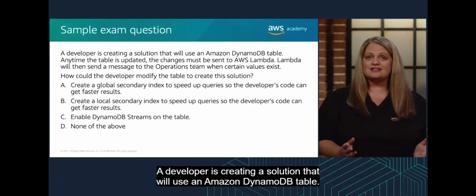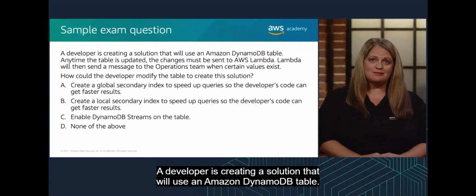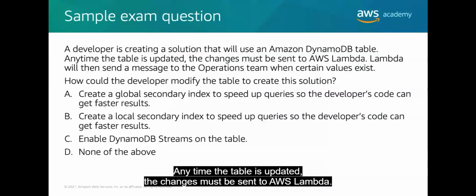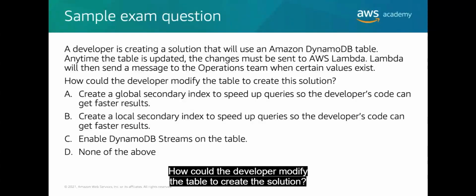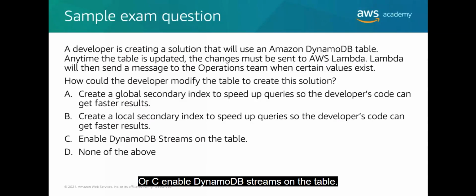A developer is creating a solution that will use an Amazon DynamoDB table. Anytime the table is updated, the changes must be sent to AWS Lambda. Lambda will then send a message to the operations team when certain values exist. How could the developer modify the table to create the solution? A. Create a global secondary index to speed up queries so the developer's code can get faster results. B. Create a local secondary index to speed up queries so the developer's code can get faster results. Or C. Enable DynamoDB streams on the table. D. None of the above.